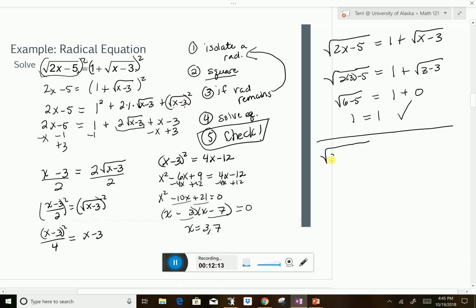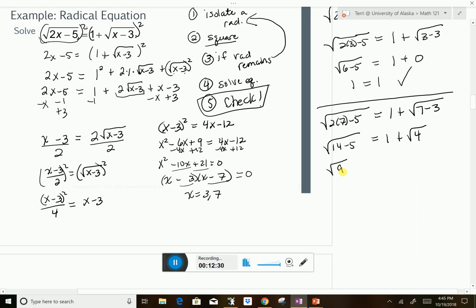The square root of 2 times 7 minus 5 is equal to 1 plus the square root of 7 minus 3. So let's see, the square root of 14 minus 5 equals 1 plus the square root of 4. The square root of 9 equals 1 plus the square root of 4. Square root of 4 is 2, square root of 9 is 3. 1 plus 2 is 3. Done. So now both of these are valid solutions to this equation. So x is either 3 or x is 7. Now we can look at that again.